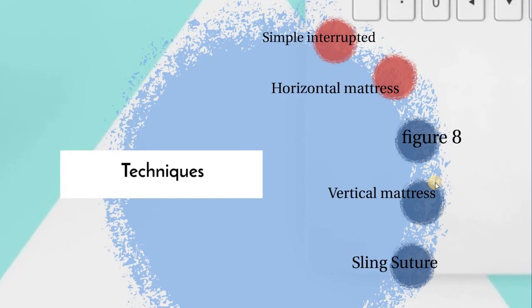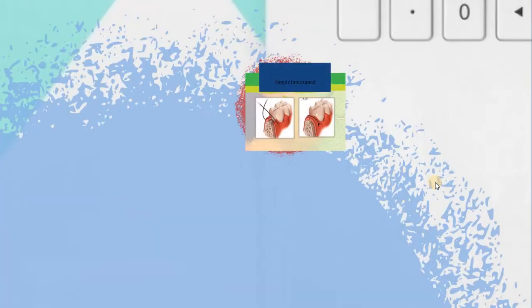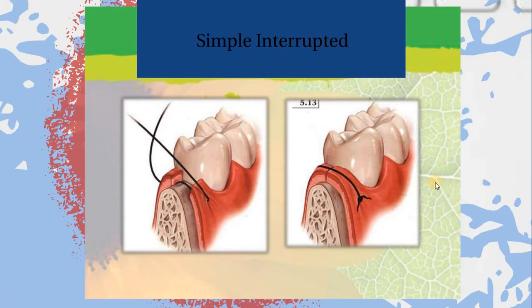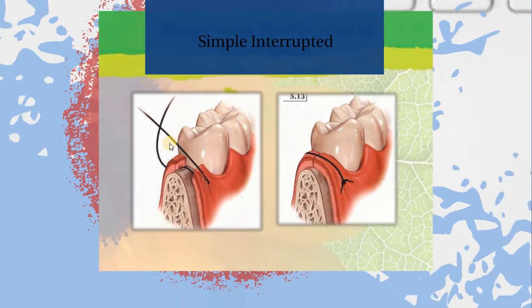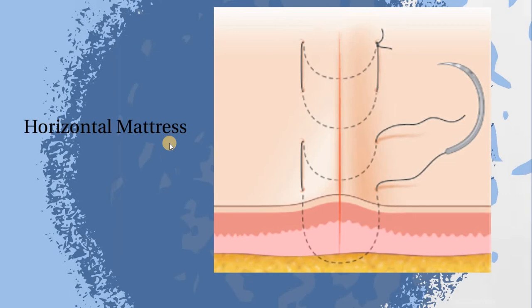In case of suture modalities, we have many techniques. The most important one is simple interrupted. In case of simple interrupted, you have 2 points. You have the entrance point, you have the exit point, then you tie the sutures. This is simple interrupted. While in case of horizontal mattress, you have 4 points. You have 4 points of attachment.